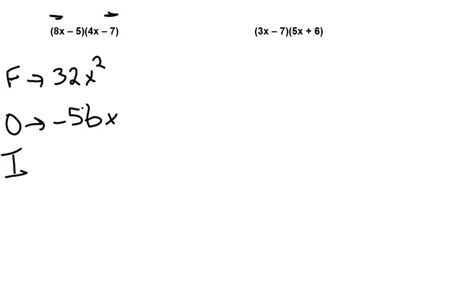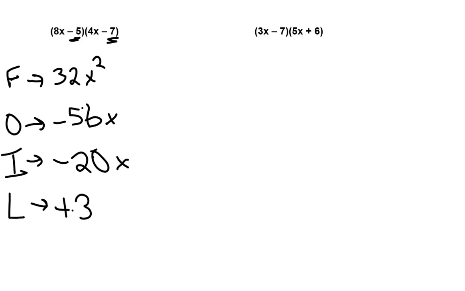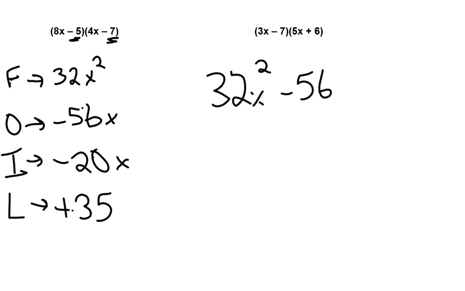My inners now would be negative 5 and 4x. Negative 5 times 4 is negative 20. And I've got my x down there. And then I've got my lasts. My last would be negative 5 and negative 7, which gives me a positive 35. So if I write this one out, I'll have 32x squared minus 56x minus 20x plus 35.